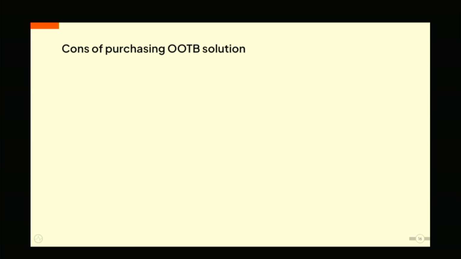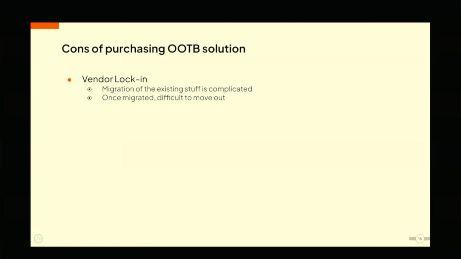And then the next option is to go purchase something, right? The first problem with that is vendor lock-in, right? When we purchase something outright from the box, our existing stuff has to be migrated to their platform. And once we do that migration, it's very difficult for us to move out again, because if we want to move out, that's another migration.